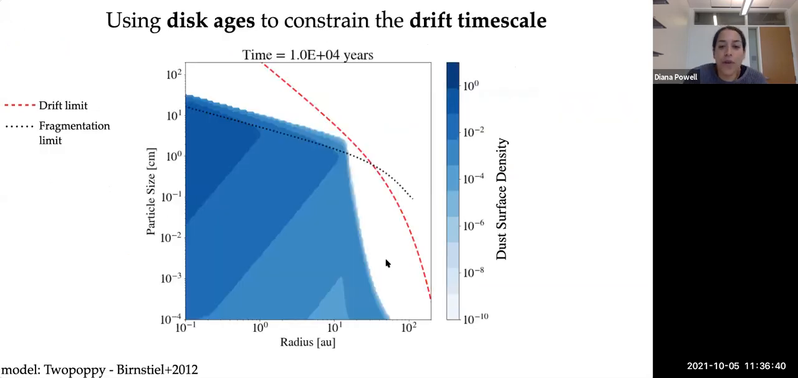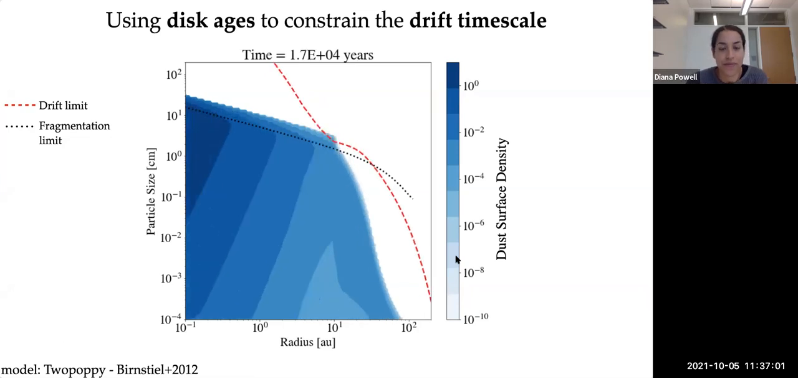And so to motivate my choice for drift timescale, here I'm showing a dust evolution simulation that shows the surface density in solids as a function of particle size and radius in the disk. And in particular, I want you to focus on the dashed red line here, that indicates the maximum size that a particle can grow to before it drifts inwards. Okay.